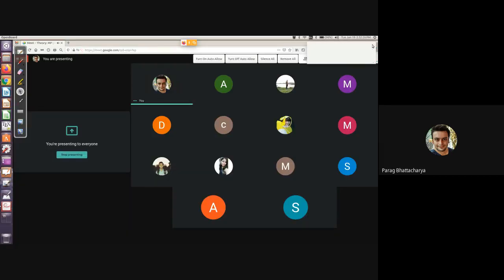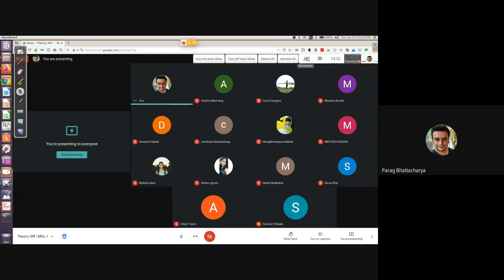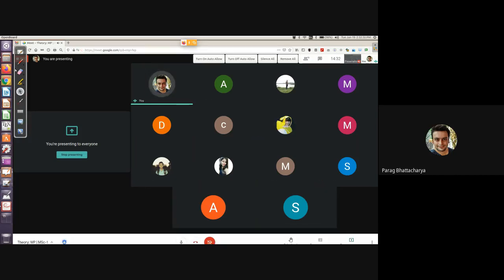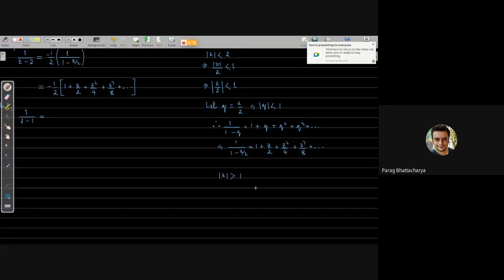Dishani, what do you think? How do we turn this greater than sign into a less than sign? Dishani, can you hear me? Sir, 1 by modulus z. Yes, the reciprocal. That's all. All you need to do is just take the reciprocal.